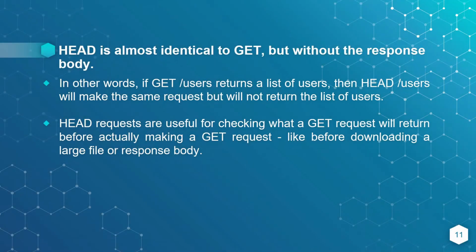Now the next method is the head method. The head method is also identical to the get method, but the difference is that the head method will not give you data in the response body. Let's take an example of a get request where the path is slash users. If you use the get method, you will get the list of users. But if you use the head method on slash users, you won't get the list of users in the response body. Basically, head requests are useful for checking what a get request will return before actually making a get request, like before downloading a large file or response body, you can always send a head request.